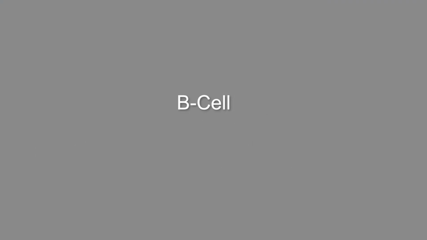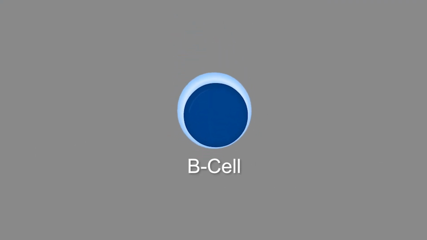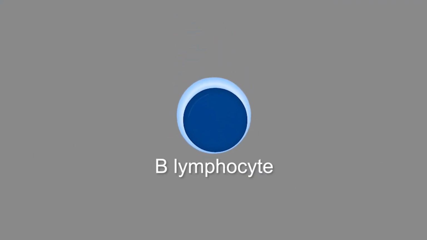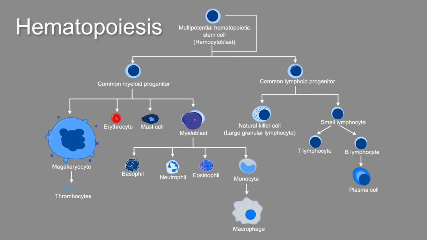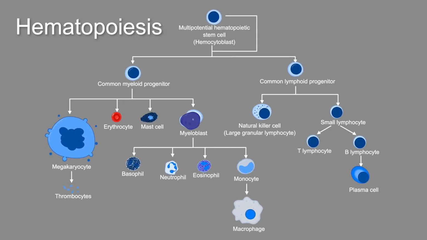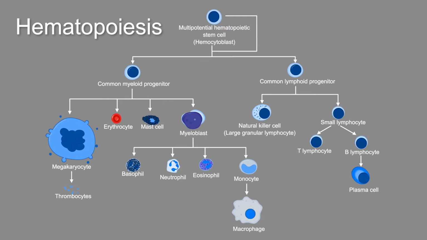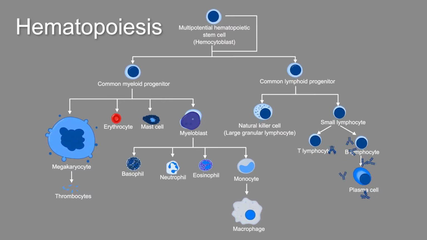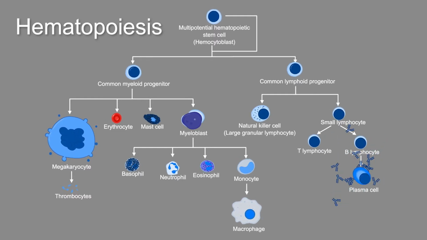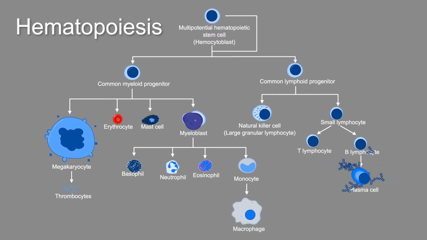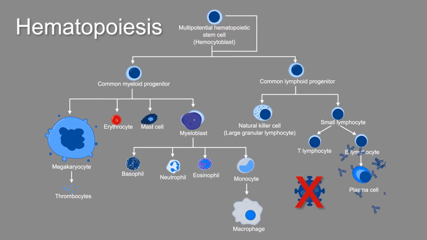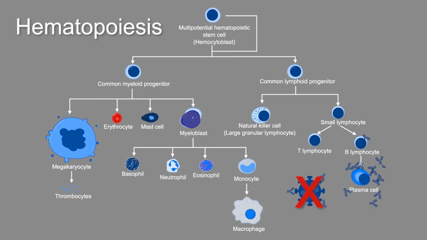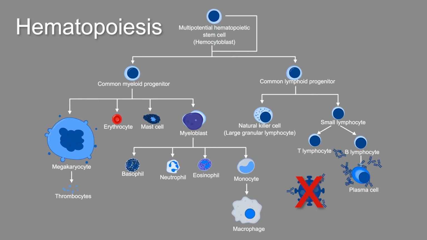So let's begin. B cell, also known as B lymphocyte, is a type of white blood cell. These cells secrete antibodies and are part of the adaptive immune system. B cells develop from the hematopoietic stem cells or HSCs that originate in the bone marrow. These HSCs further differentiate into myeloid or lymphoid progenitor cells that further branch out into specific cell types. Our B cell originates from the lymphoid progenitor cells and develops in several stages.